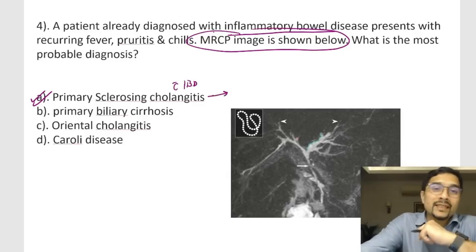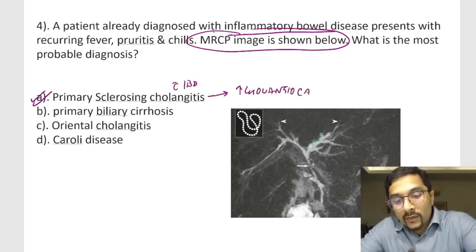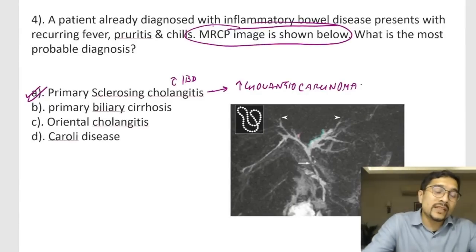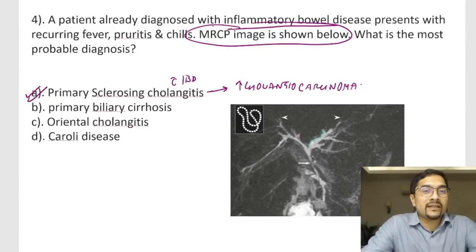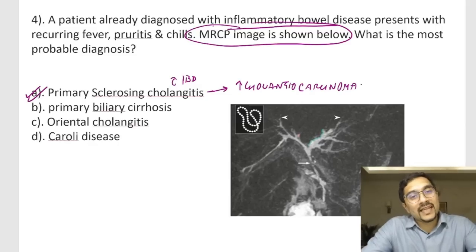And this primary sclerosing cholangitis increases the risk of cholangiocarcinoma. Cholangiocarcinoma is carcinoma of the biliary tree. Now, you should also know that primary sclerosing cholangitis is one of the extra intestinal manifestations which does not resolve after surgery. So there are two extraintestinal manifestations in inflammatory bowel disease which don't resolve after surgery. One of them is primary sclerosing cholangitis and the other one is ankylosing spondylitis.